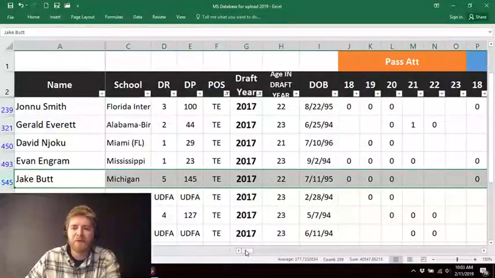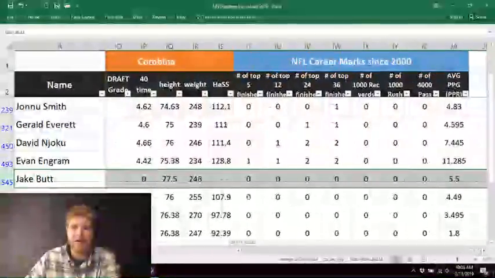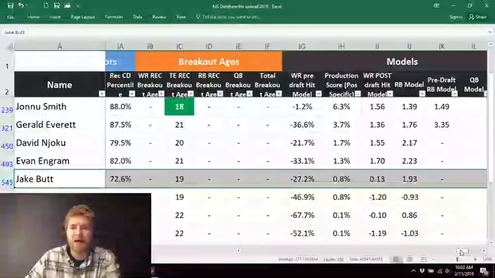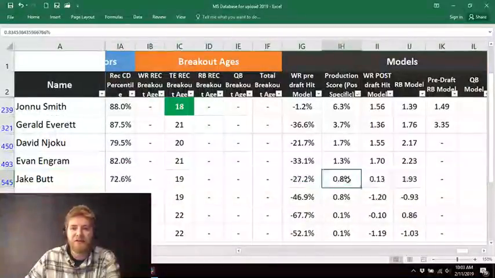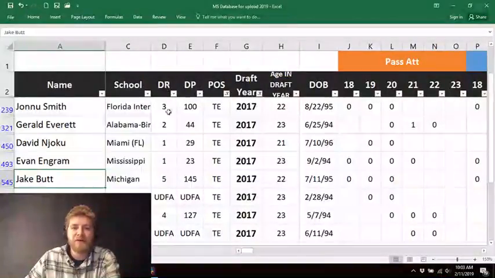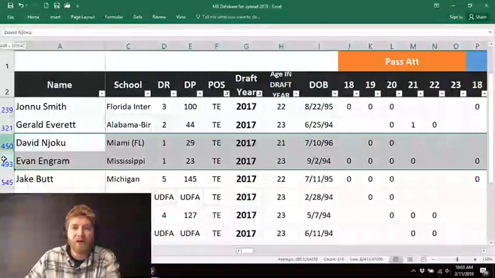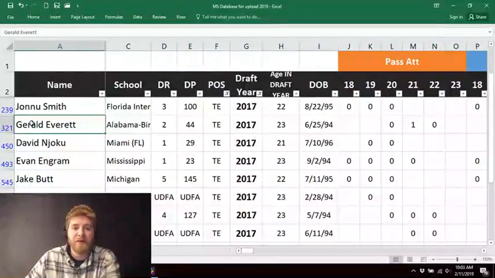Now, if we're going to break this down fully, I'd also start to look at their actual production scores, and that will give you an idea of how they ranked compared to past draft classes. For example, 0.8 isn't going to be particularly good. But in this class, it was fairly well. And again, if we sorted this by draft round and by production score, it'd be obvious that Njoku and Engram were the guys to go and get, followed by Smith, then Everett.